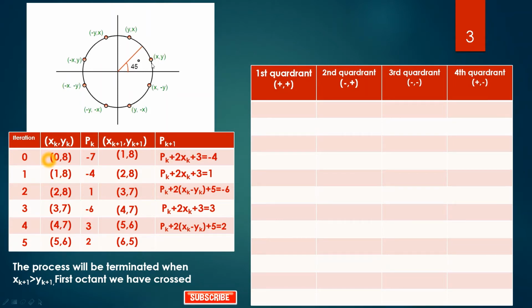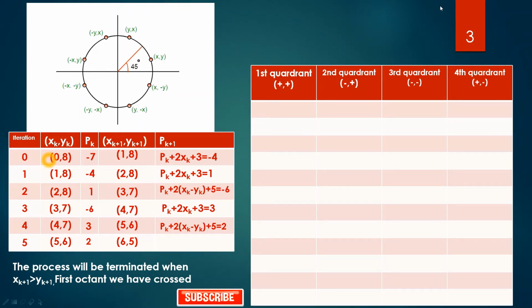But after that, what happened? Now 6 is greater than 5, means here the value of x is greater than y, means I come to the second octant, and if I come to the second octant, then stop. So till this point I have to continue. This is our first octant. Increase x, decrease y, increase x, decrease y, in this way. But here x crosses y, and when x crosses y we come to the second octant, so you have to stop.